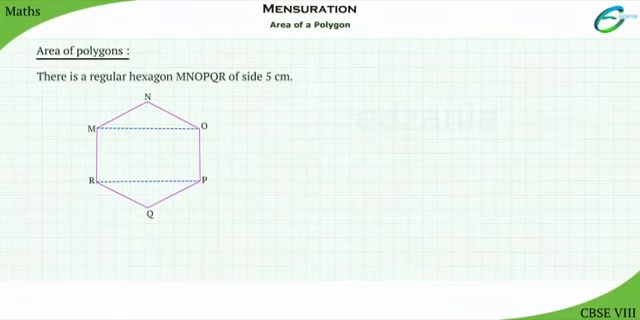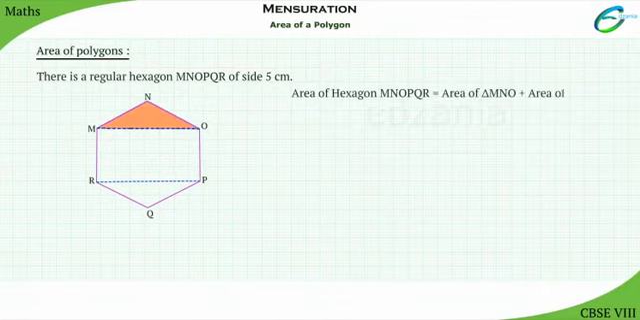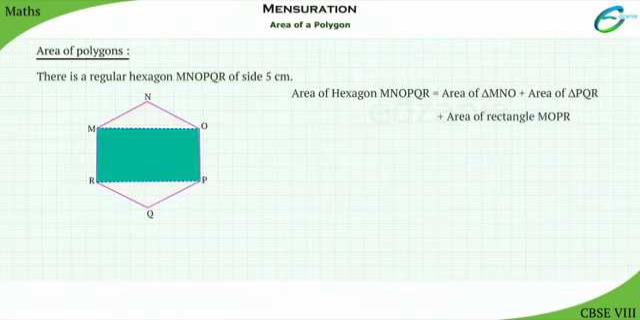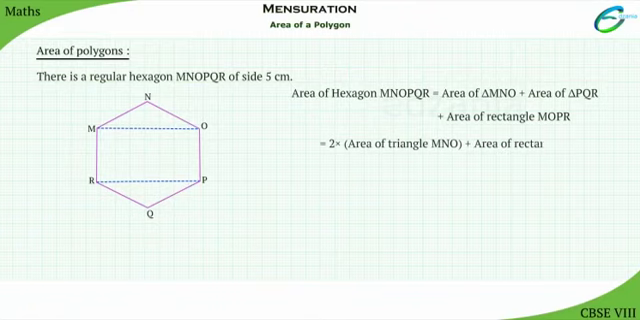Now let us use the second method. Therefore, the area of hexagon MNOPQR is equal to the sum of the areas of congruent triangles MNO and PQR and rectangle MOPR. The above equation can be further simplified as: area of hexagon equals the sum of twice the area of triangle MNO and the area of rectangle MOPR.